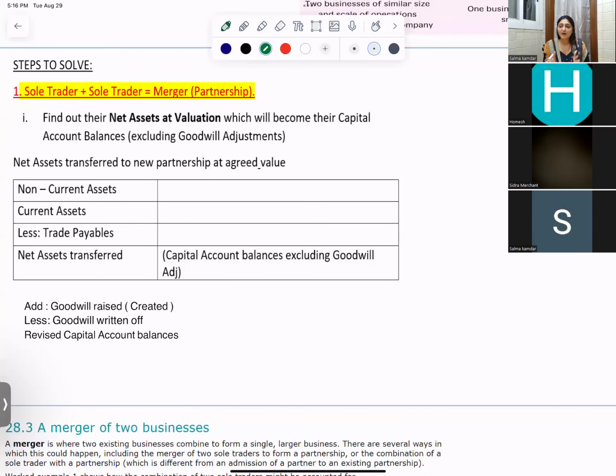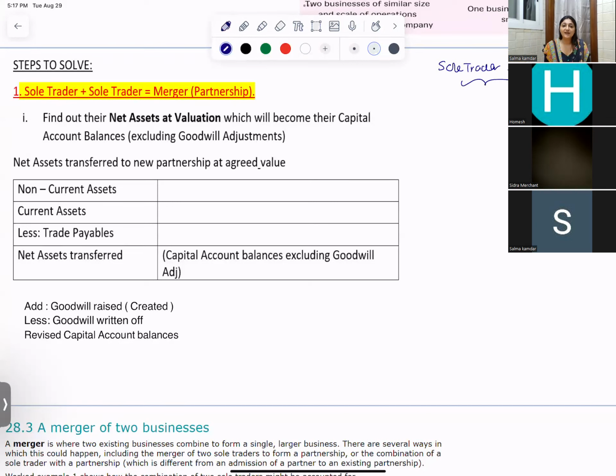So for any partnership sum that comes, you will first have to see which type of question it is. If it is a sole trader plus sole trader, that means it is a question of merger. Your first step is to decide whether it is a merger, an admission, or an acquisition. Sole trader plus sole trader merger is very easy.